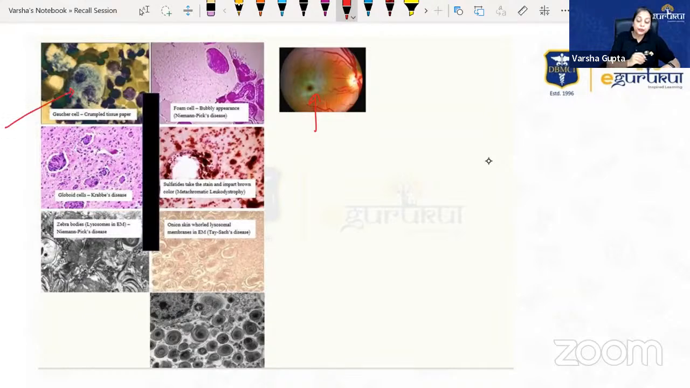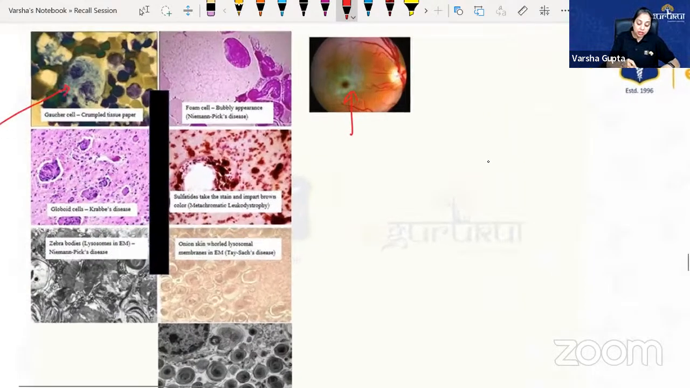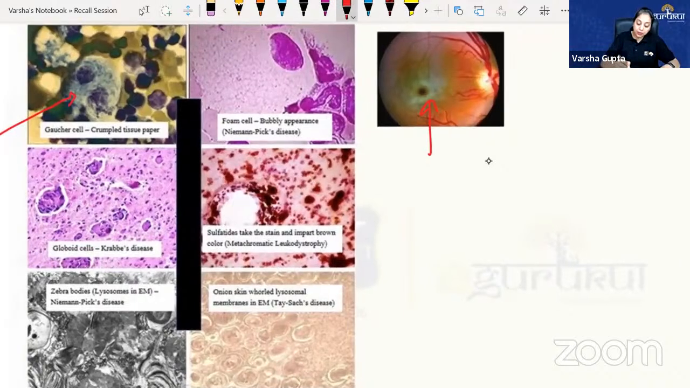The Gaucher cell, we look for the crumpled tissue paper appearance. In Niemann-Pick disorder, we are looking at the bubbly appearance, meaning the foam cells, because the lipid-laden macrophages give a foamy appearance, right? Whereas in Krabbe disease, we are looking at the globoid cells, not the foamy, but the globoid, right? And in metachromatic leukodystrophy, we are looking for the staining. If it is stained with sulfatide, it gives you a brownish color.